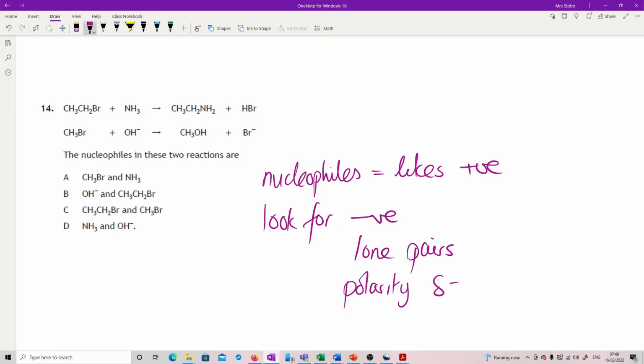Right, so the negative is kind of obvious here. And in the first reaction, we're looking here because we've got an NH3, which means that we have NH3 and, most importantly, a lone pair on that one. So hence D.